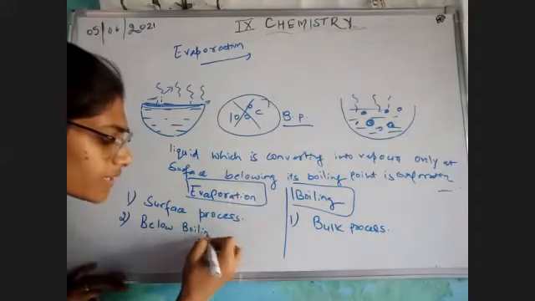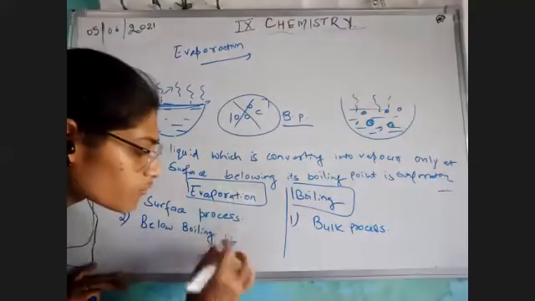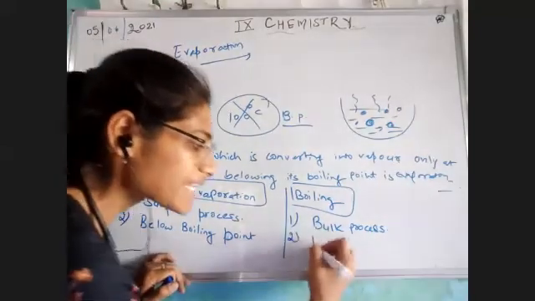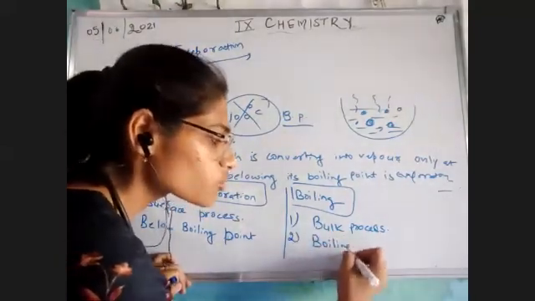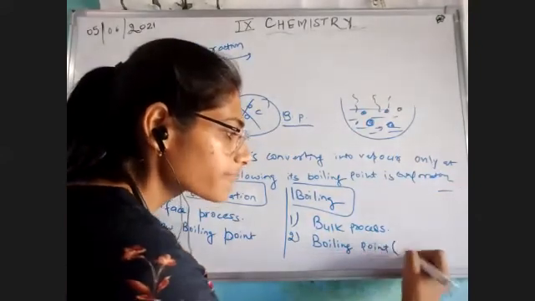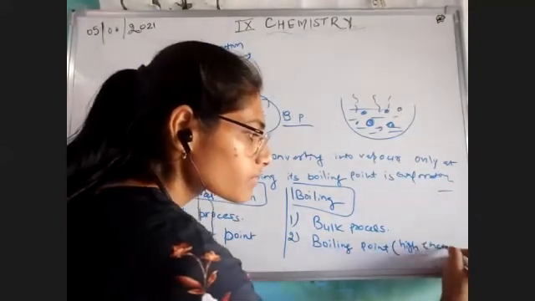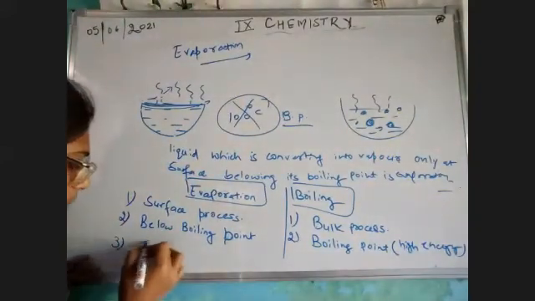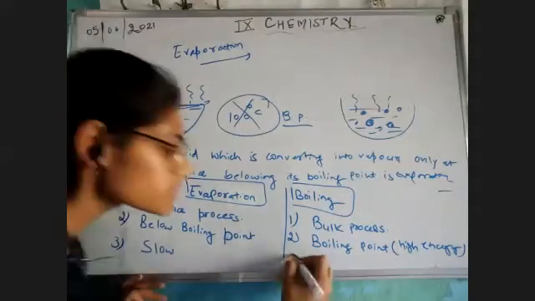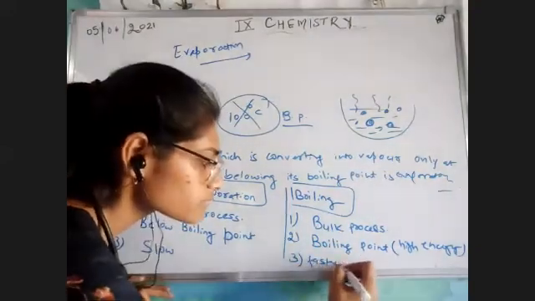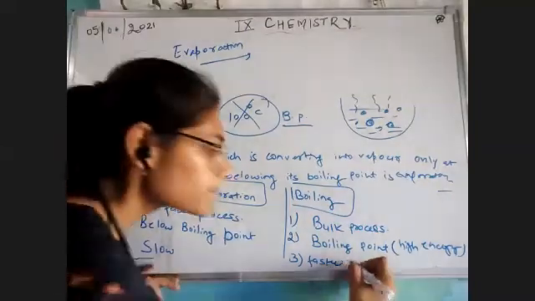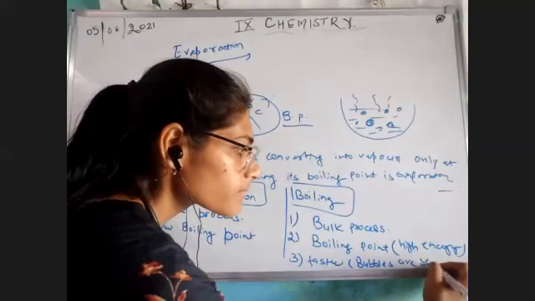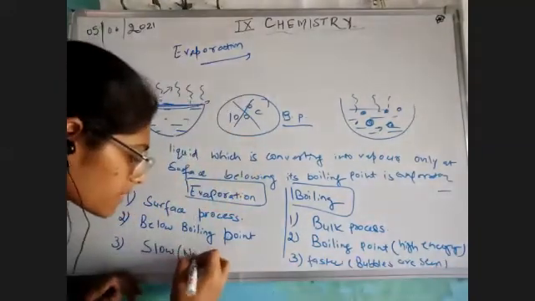Second one, we do not require the boiling point. Only a small amount of heat would start the evaporation process. But for boiling, we need much heat energy so that it reaches its boiling point. High energy is needed. Okay. And lastly, we can say this is a slow process, this is a faster process, and we can say bubbles are seen, but here no bubbles are seen.